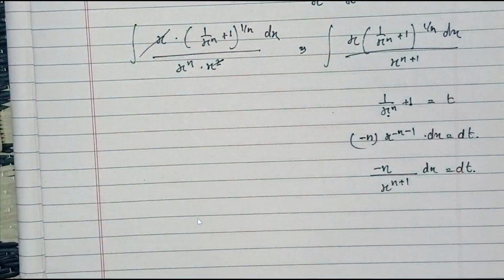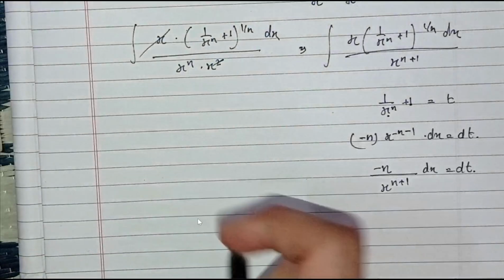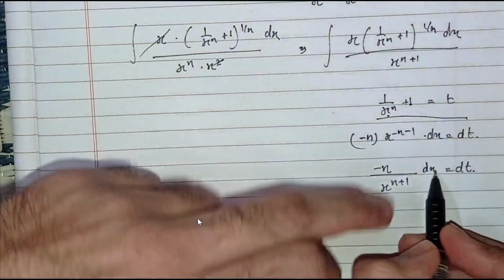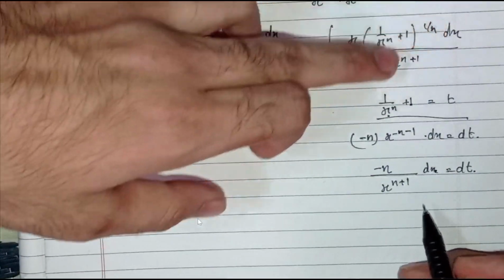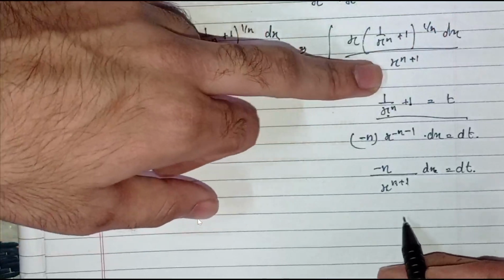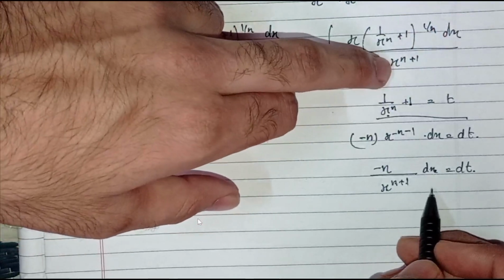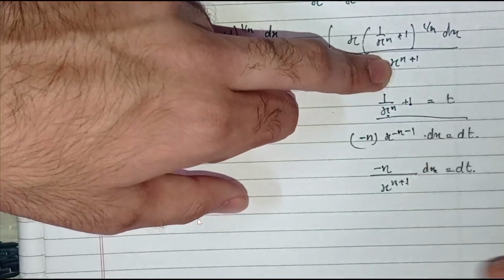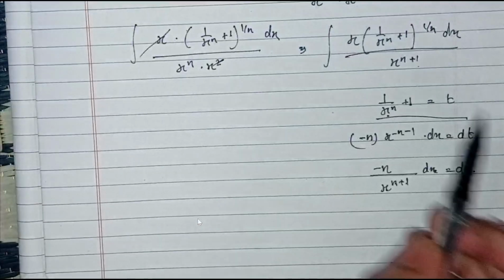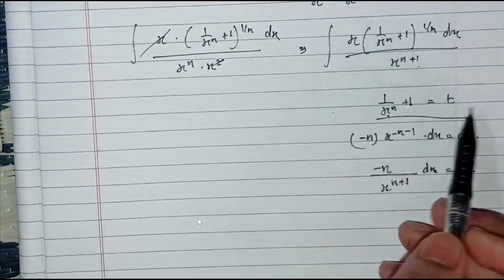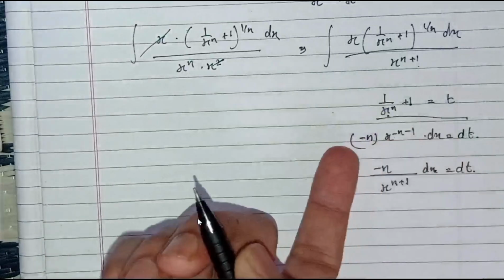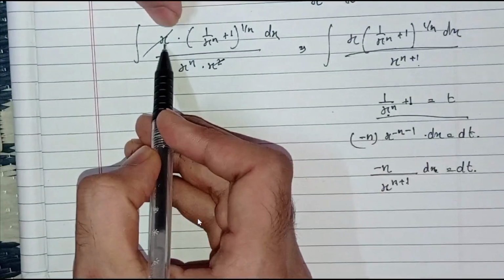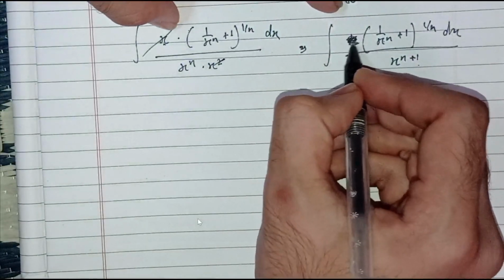So now I assume you can easily conclude why I have taken this value as the substitution, because here I have dx, and in the denominator x^(n+1), and here I have the same x^(n+1). Now I can easily substitute these two values with dt. So that was the reason why I have taken 1/x^n + 1 as my substituting value.